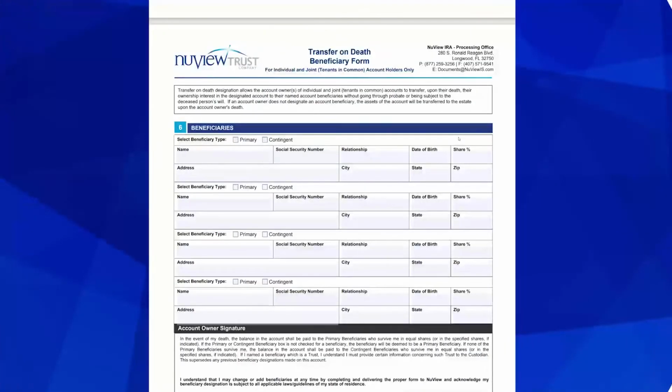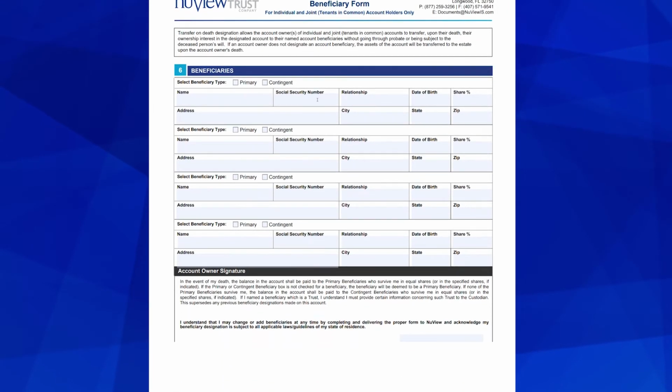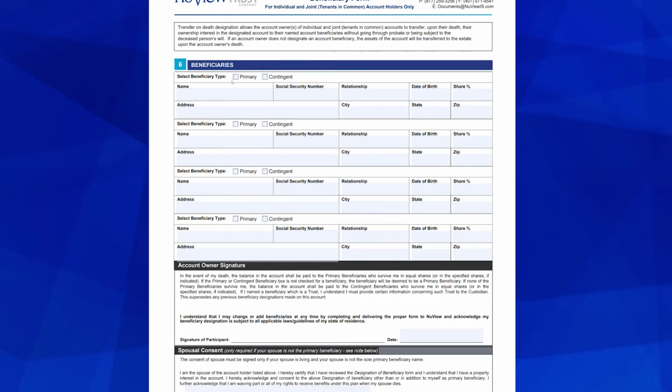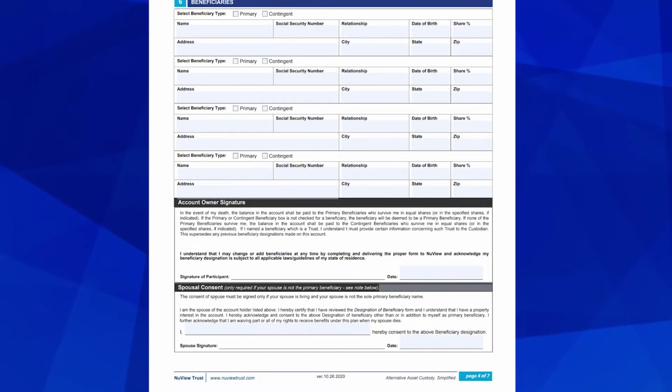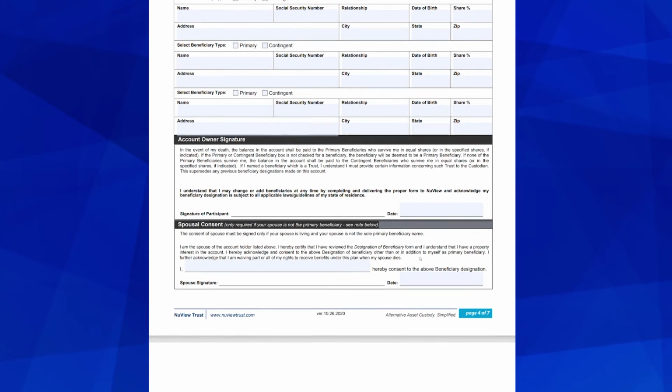All right, moving on, we have the transfer on death beneficiary form. Now, this differs from the previous beneficiary section. This is more for the individual account types or joint account types. We are again looking for the type of beneficiary, their information here, their percentage. So if it's a primary, 100%. Typically, if it's contingent, it would be split amongst however many contingents to equal 100%. Account owner signature, spousal consent, only required if your spouse is not the primary beneficiary. Of course, see note below.